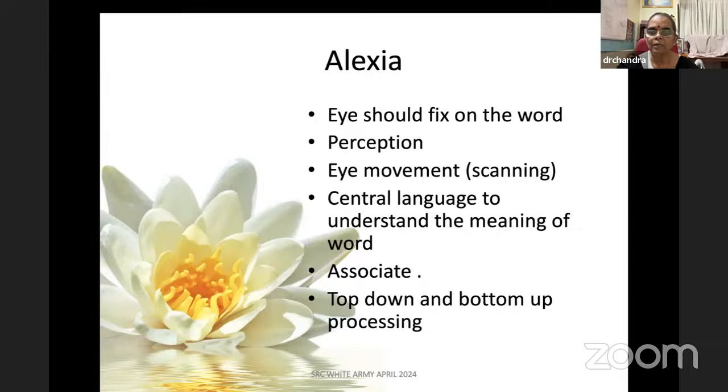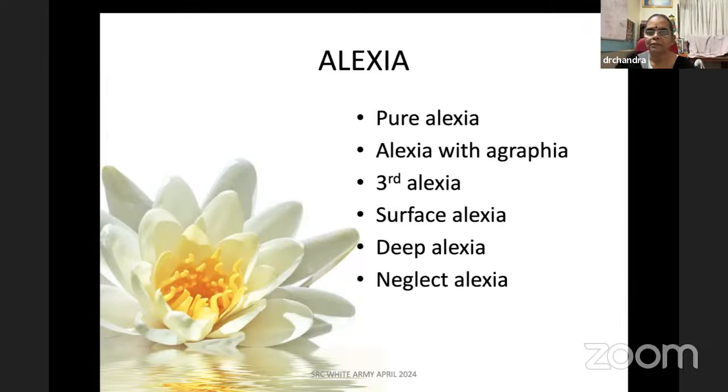So you have written apple. So apple is this one. To understand, you have to carry it to the language area and associate with the color, shape, taste, and form the holistic information. This can also be top-down and bottom-up processing. For reading, you need all this. You have to fix on the word, you should perceive the word, scan and put the correlating letters together, carry it to the language area, find out the meaning of it, associate it with the various other aspects and form the holistic information of the object.